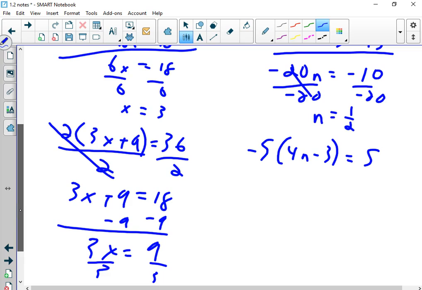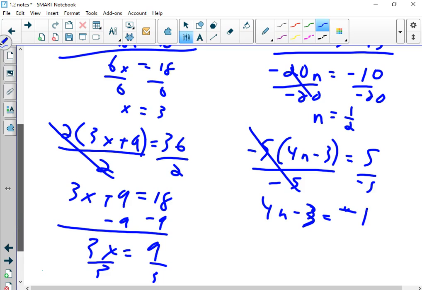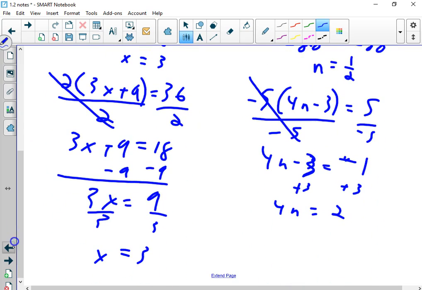Again, if you did the first way, that's fine. Not a big deal. But, is 5 divisible by negative 5? Is 5 going to 5? Yeah. So watch. If I divide by negative 5, I get 4n minus 3 equals negative 1. Add 3. 4n equals 2. Divide by 4, and guess what I get? Same answer. I'm just dealing with smaller numbers.